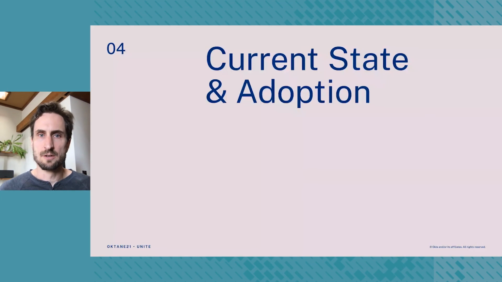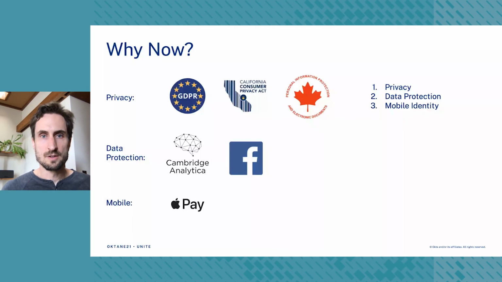Now that we've described how decentralized identity can be applied and taken a look at the technical components of the ecosystem, in this fourth and final section, we are going to examine the current state of decentralized identity and discuss paths to adoption. To start, why is now the time to be pursuing decentralized identity initiatives? There are three major factors driving momentum: privacy, data protection, and mobile identity.